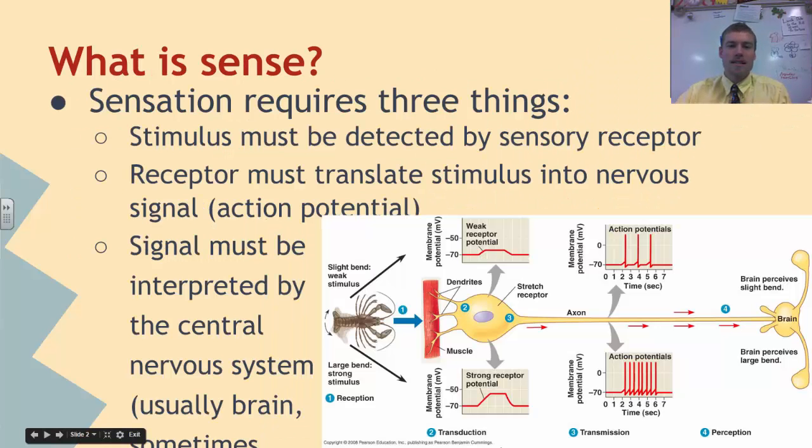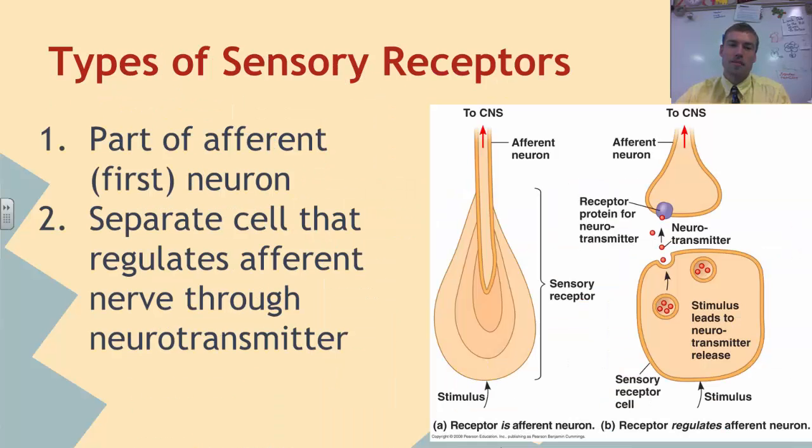So, what is sense? Sensation is basically three things. First of all, we've got a stimulus, and that stimulus is going to be detected by some sort of sensory receptor. The receptor must then translate that stimulus into a nervous signal or an action potential. And then finally, the signal must be interpreted by the central nervous system, usually the brain, but sometimes also can be the spinal cord. Today, we're going to be taking a look at the stimulus being detected by the sensory receptor.